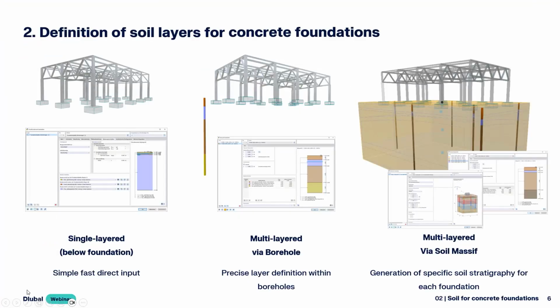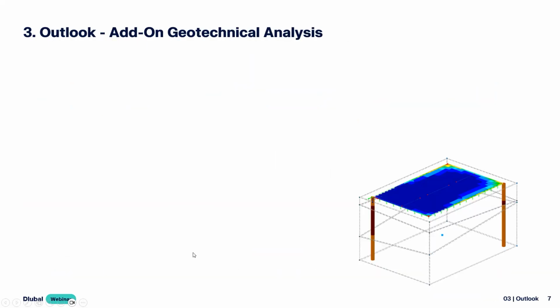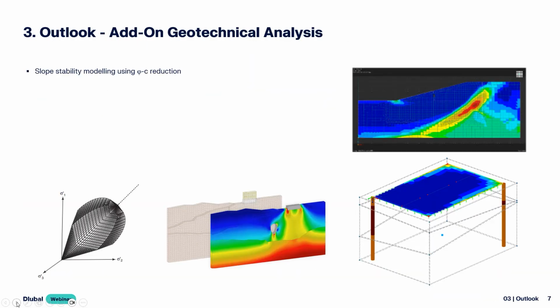Here we go. We want to have the outlook, and these are the next development steps for our add-on geotechnical analysis. In the nearer future, we will release the slope stability analysis using the phi reduction, so we are able to analyze these situations, to check the slope stability. We are looking forward to providing this feature to you.